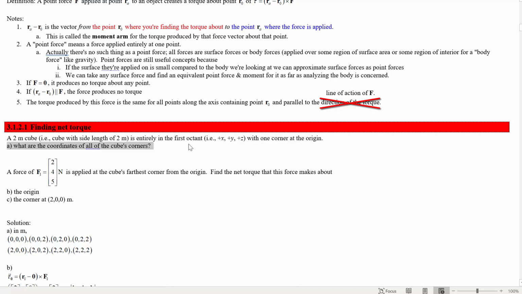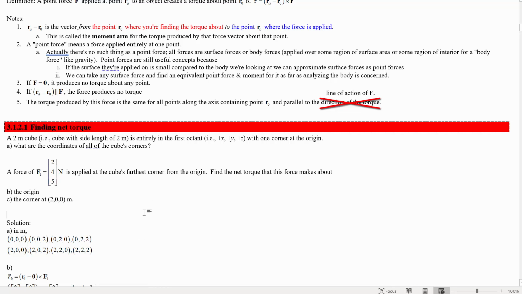First, what are the coordinates of all the cube's corners? Those would be 0, 0, 0, then 0, 0, 2, 0, 2, 0, 0, 2, 2, and so on. It's kind of like counting in binary, except using 2 instead of 1 for true. So here are the coordinates of all the corners. Next, suppose we've got this force, 2, 4, 5, applied at the farthest corner from the origin, which would be 2, 2, 2. Find the net torque that this force makes about the origin and about the corner at 2, 0, 0. For this, we're going to need cross product.